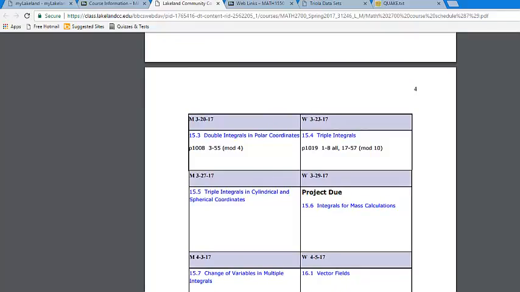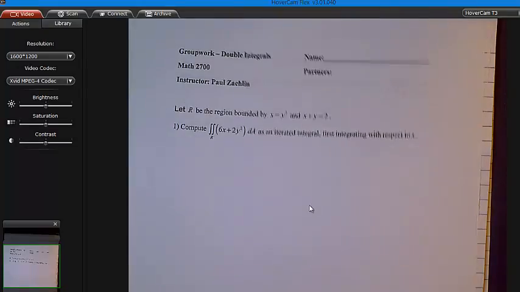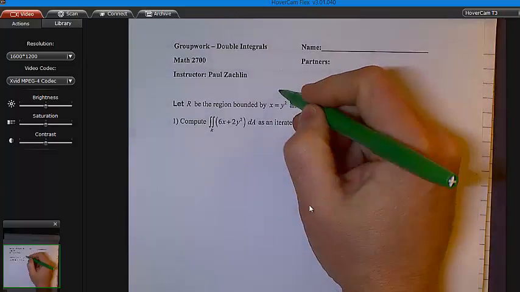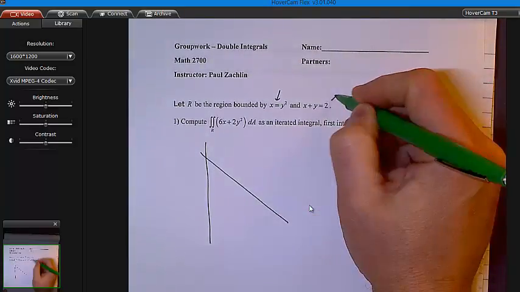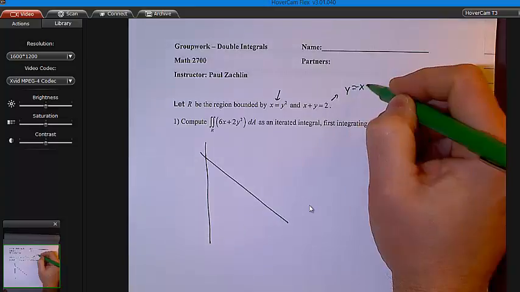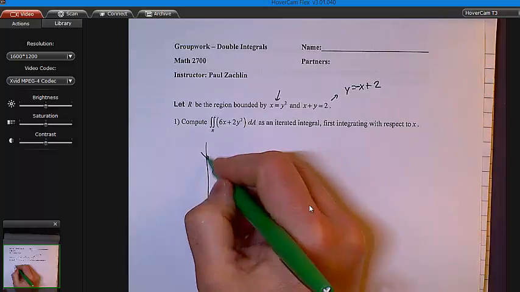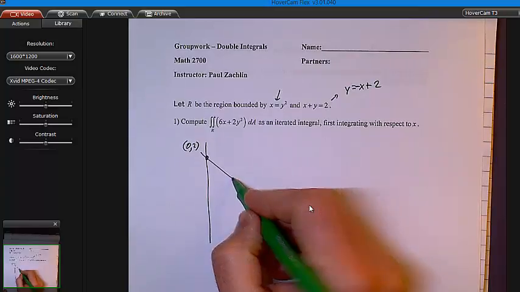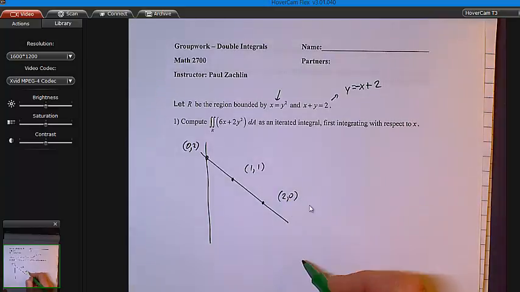Okay. So let's look at a few things here. Maybe right now we should look at the group work, okay? And so, yeah, I mean, x equals y squared is a sideways parabola, and this you can write as y equals, I guess it'd be negative x plus 2 would be slope-intercept form, right? So if you want to graph it, we know it goes through 0, 2, it goes through 1, 1, it goes through 2, 0, right? And we can go from there.